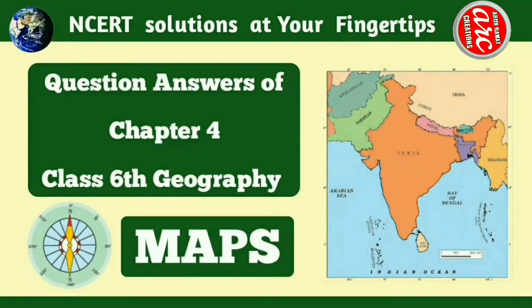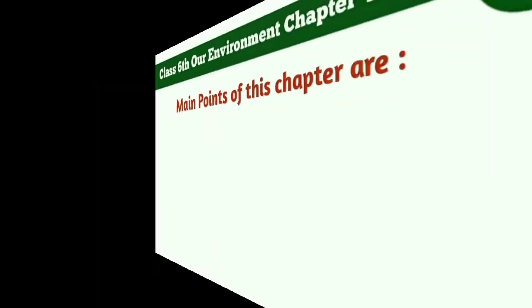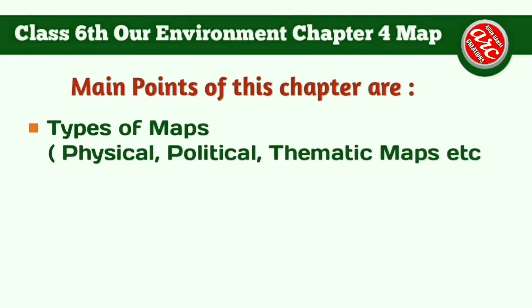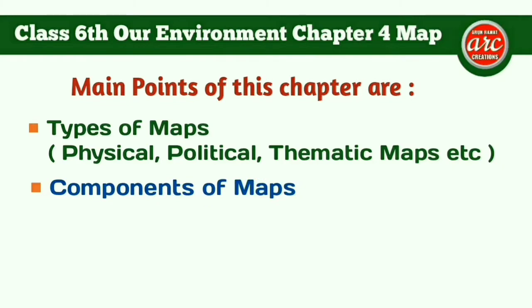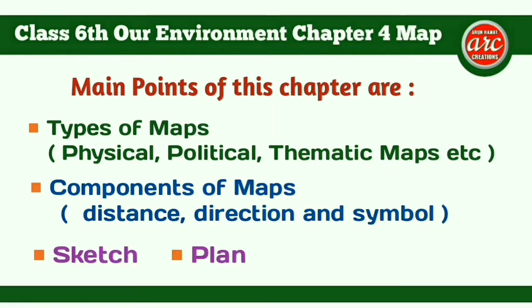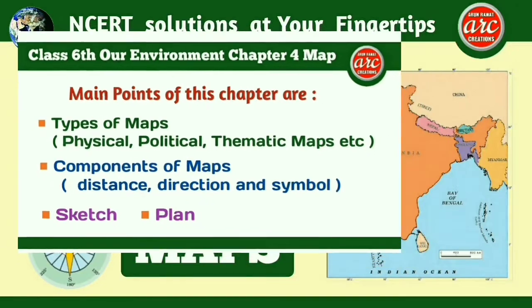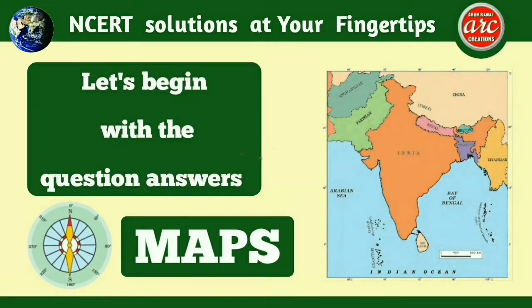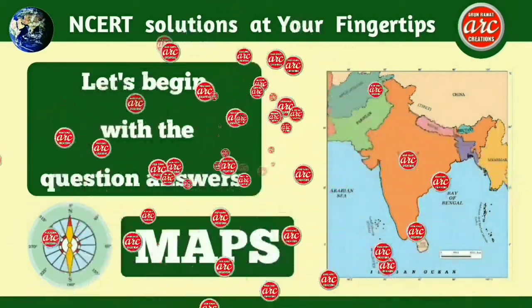Today we are going to do question answers of chapter 4 Maps, class 6 Geography NCERT solutions at your fingertips. The main points of this chapter are types of map: physical, political, thematic maps, etc.; components of maps: distance, direction and symbol; sketch and plan. These were the main points of this chapter. Most of these topics are covered in the question answers section. So let's begin with the question answers.